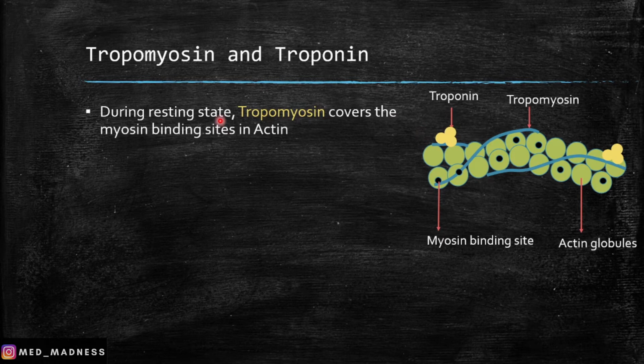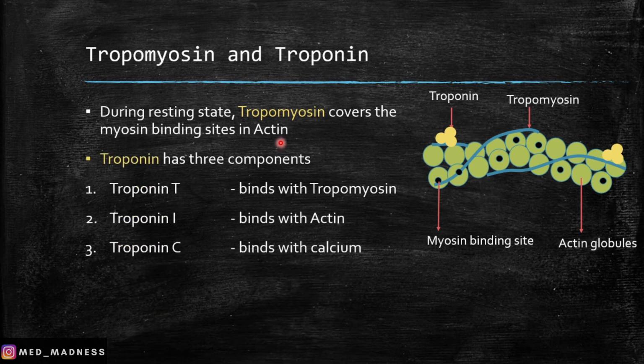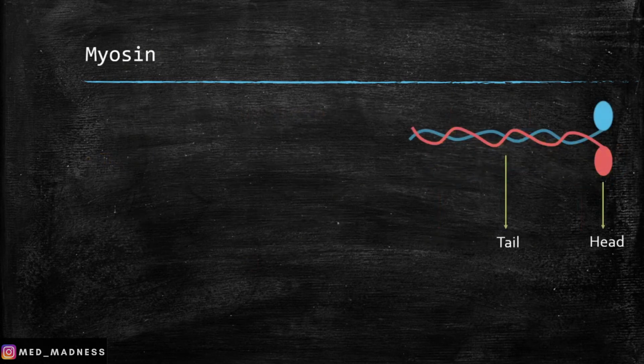So during resting state, tropomyosin covers the myosin binding sites in actin. And number two, the troponin has three components, T, I, and C. This T is going to bind with the tropomyosin, and the I is going to bind with actin, and C is going to bind with calcium. And this component is very important. Now we'll see about the myosin.